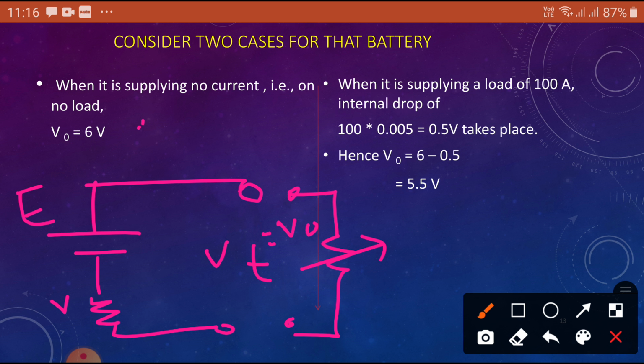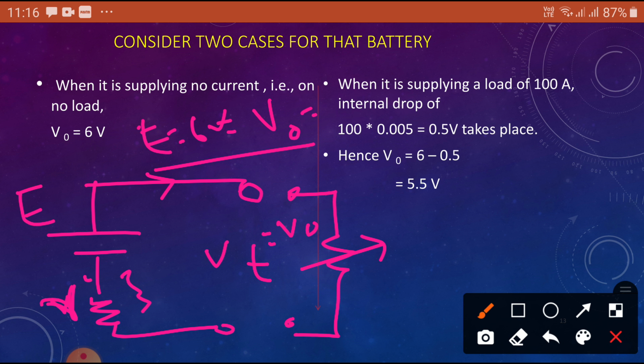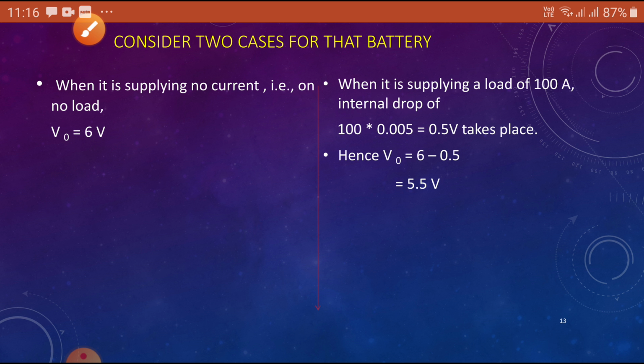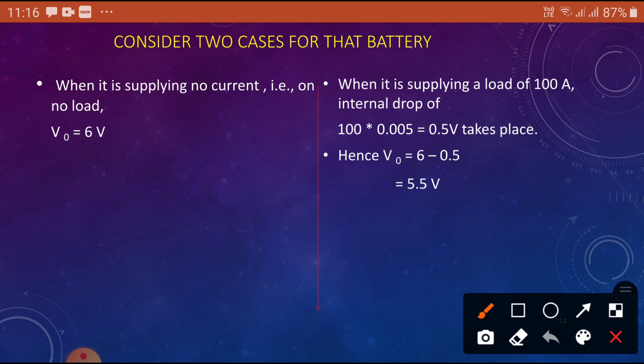E is equal to 6 and V out is equal to 6 volts. Both are equal because no current is passing through, so no drop occurs across the internal resistance. As per KCL, the circuit is open.